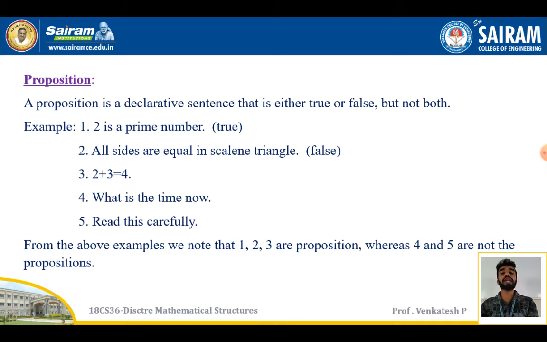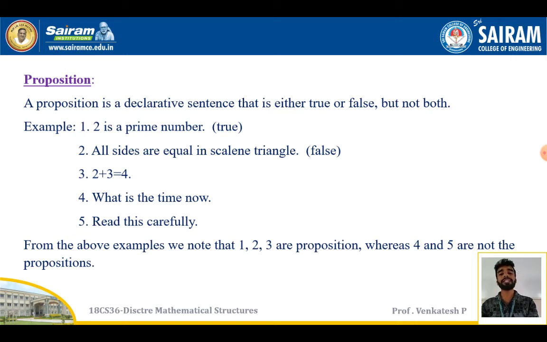All the sides are equal in a scalene triangle. Scalene is a kind of triangle, so in this one the sides cannot be equal. Hence it is a false statement. 2 plus 3 is equal to 4. Obviously it is false.